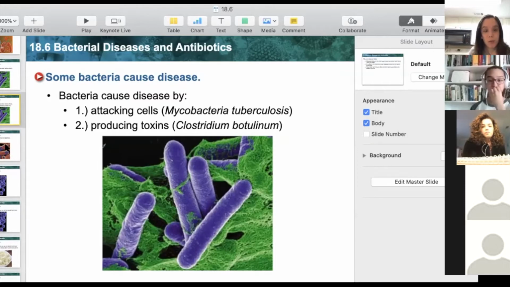Now there are treatments for it though. So if this happens to somebody, there are ways to get rid of the toxin, but it is a very serious infection.